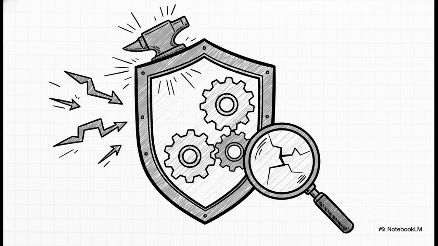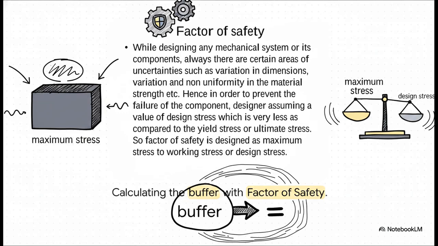Because of this massive, unavoidable uncertainty, we absolutely must design a buffer into our machines. It's the only way to prevent catastrophic failure. So the crucial point is how we actually calculate that buffer. We call it the factor of safety.